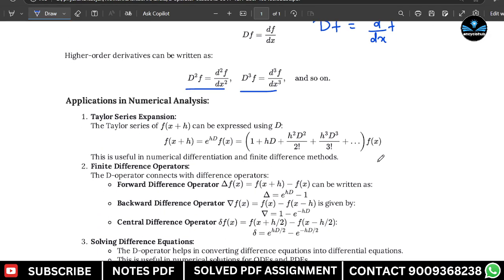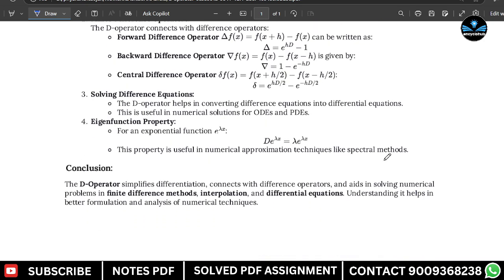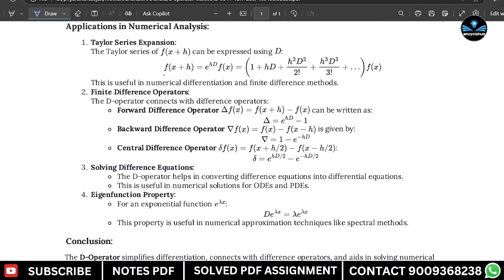Applications in numerical analysis. There are different types of applications: first, second, third, fourth. The first one is the Taylor series expansion. In the Taylor series we use the D operator. You can see here the D operator, where we are using e to the power hD f(x). When we expand this function, we get this expansion.